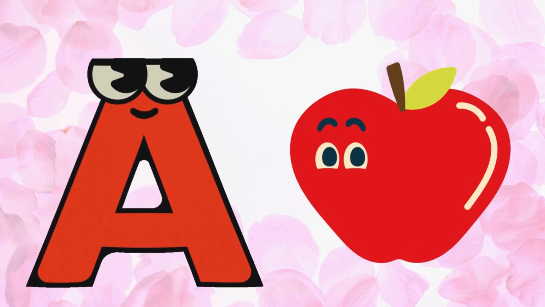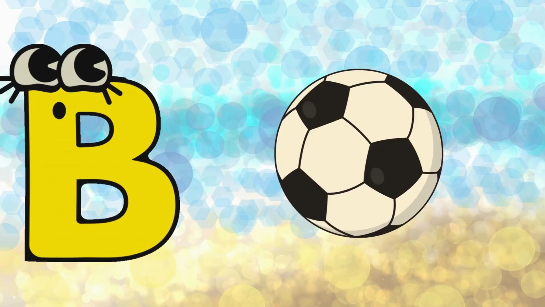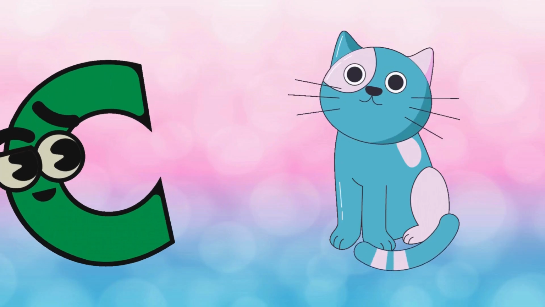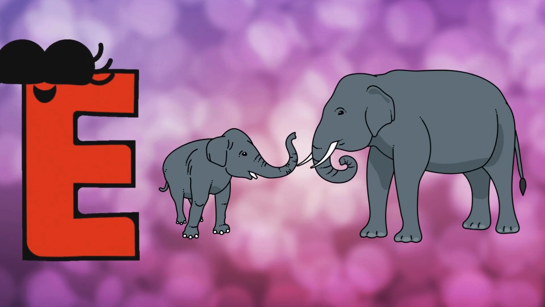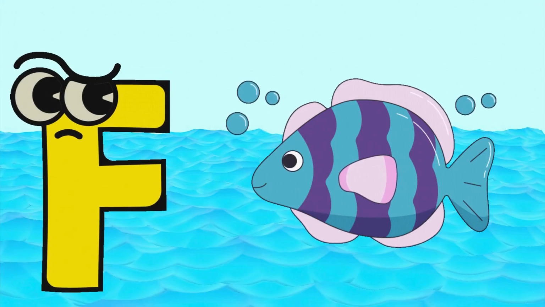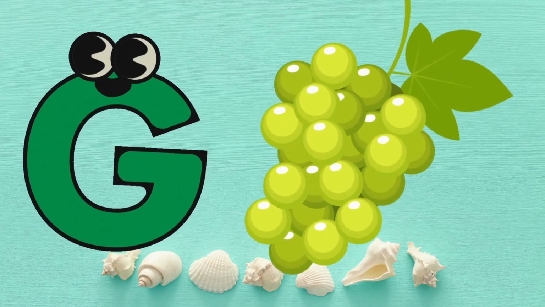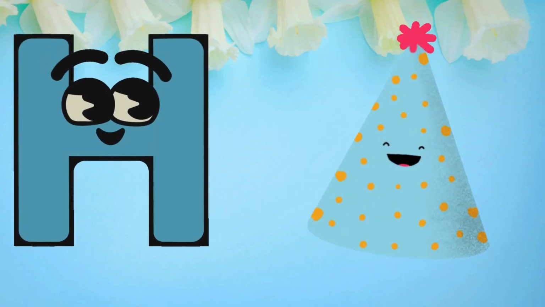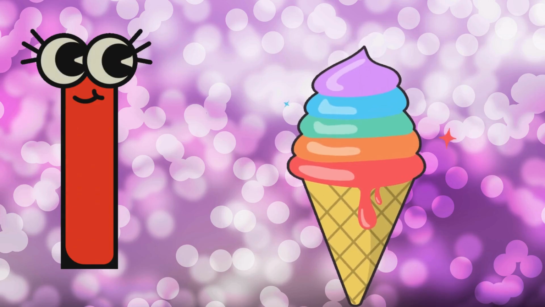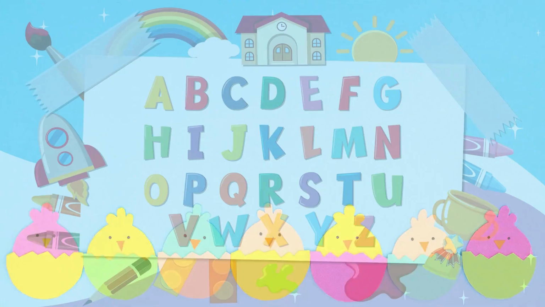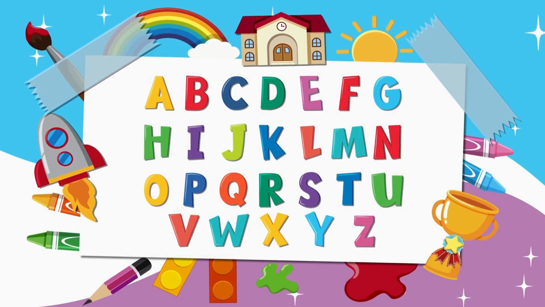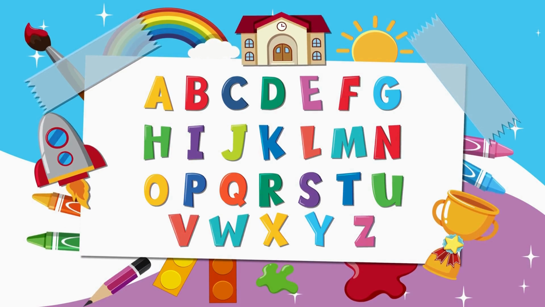A for apple. B for ball. C for cat. D for dog. E for elephant. F for fish. G for grapes. H for hat. I for ice cream. J for jump. K for kite.